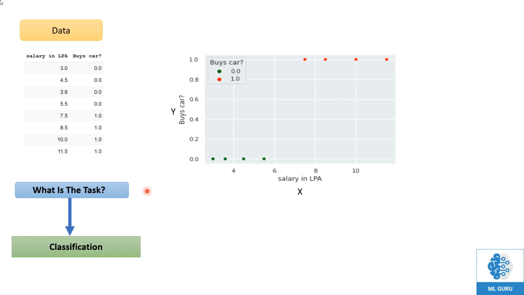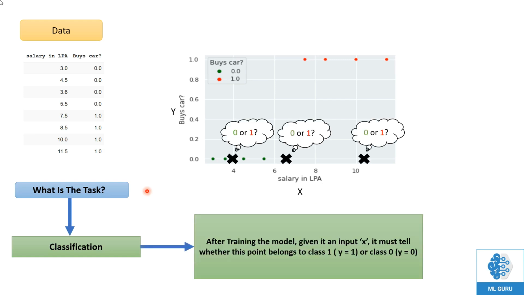Now what is the task here? We have to perform classification. More specifically, we have to perform binary classification. Now what does this mean? It means that after training the model, if we give any test input, as you can see in this figure, I have marked 3 test inputs with black cross. So for each of these test inputs, the model has to predict whether these points belong to class 0 or class 1.